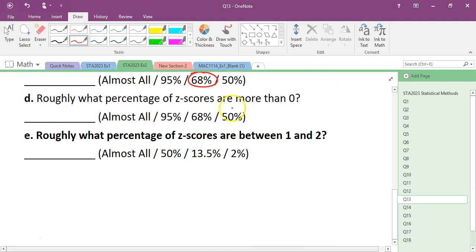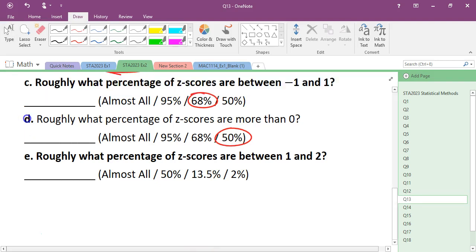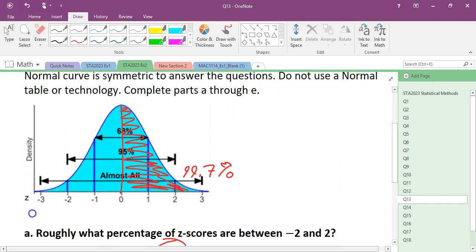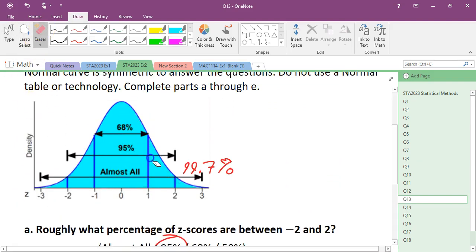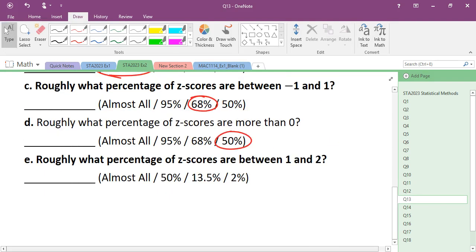So definitely 50%. And then last but not least, what percentage of z-scores are between 1 and 2? So we come up here, and this time we care about just in here. And remember, we calculated that in class. Do you remember how much that was? 13.5. And again, they give us that drop down, so it's not like you'll have to calculate it, but definitely 13.5. Perfect. Number 14, we're going to do all that again.